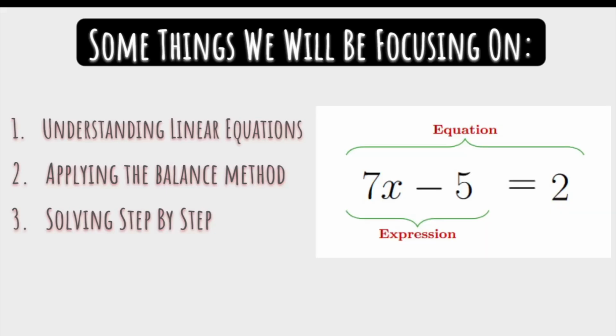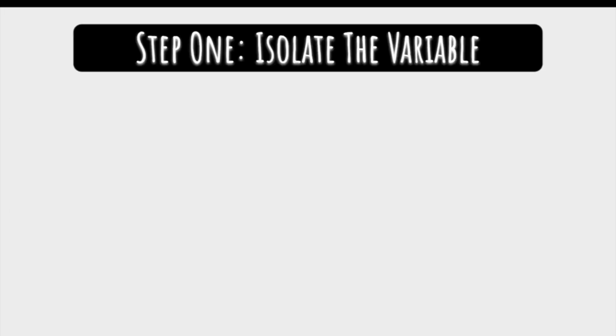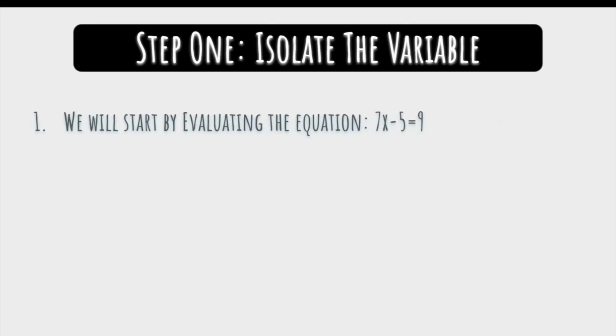Over here, I provided a picture of the difference between an equation and an expression. When we have an equation, we have an expression set equal to some constant value. And when we have an expression, we're simply looking at just the expression area, 7x minus 5. So, we're going to start by evaluating the equation 7x minus 5 equals 9.